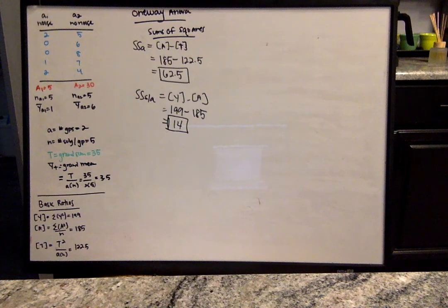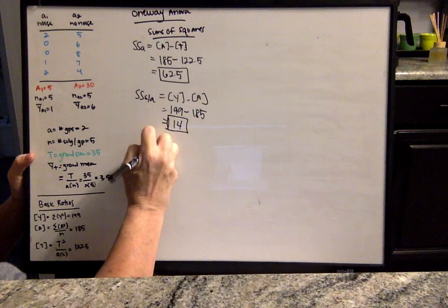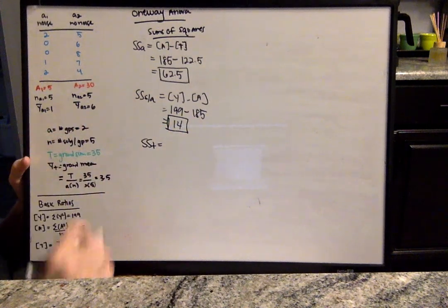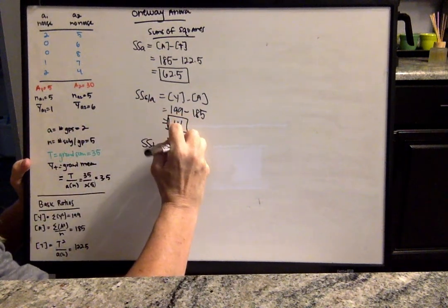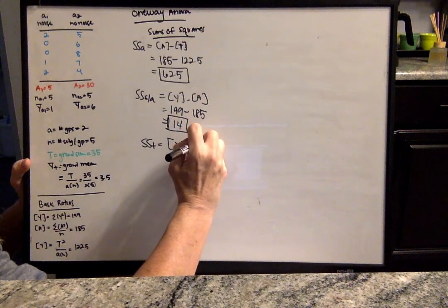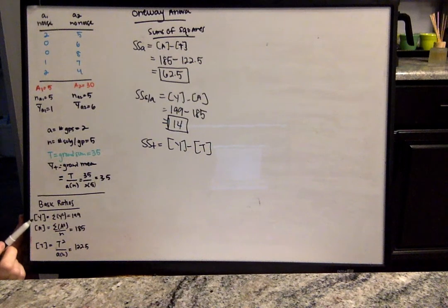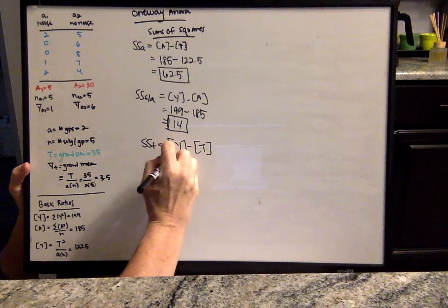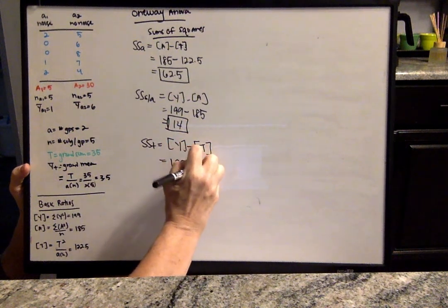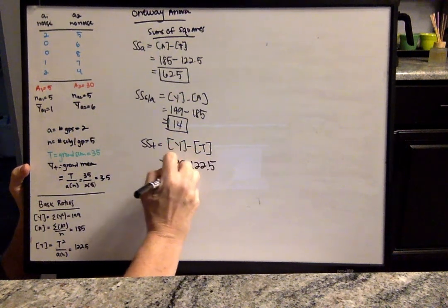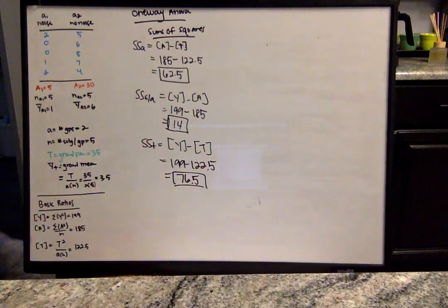And then last but not least, we are going to calculate our final sum of squares, our sum of squares T, which is the total sum of squares. The formula for this is the basic ratio for Y minus the basic ratio for T. So we've got 199 minus 122.5, and this equals 76.5. And again, this should be the same as it was when we did this the long way.